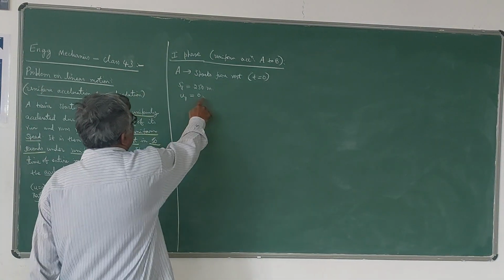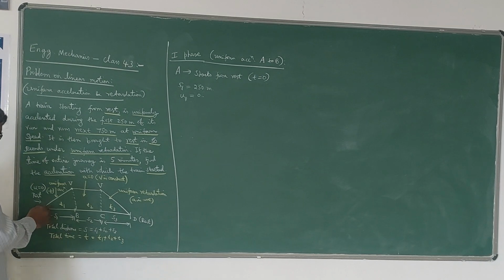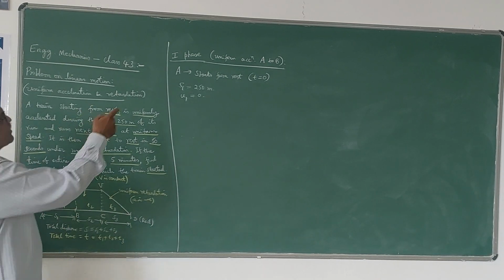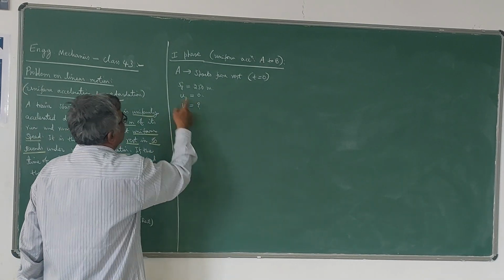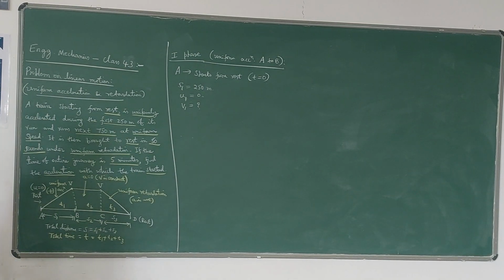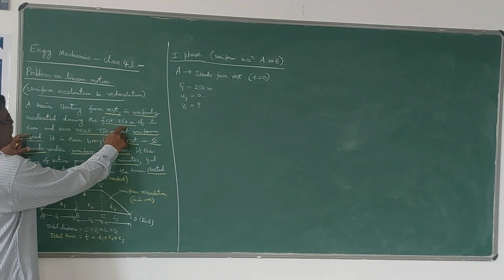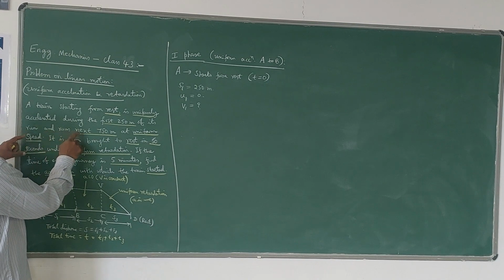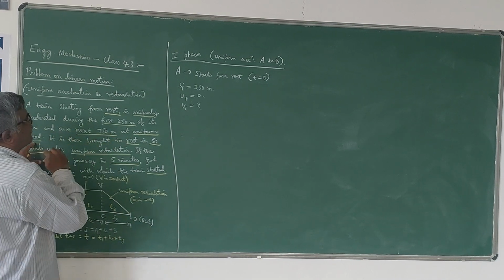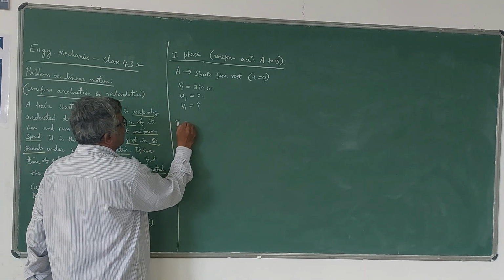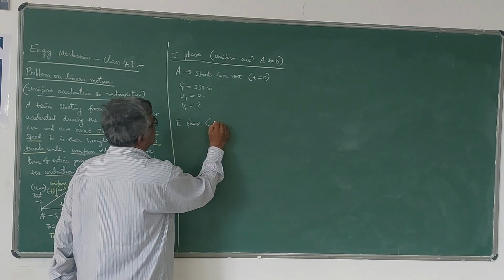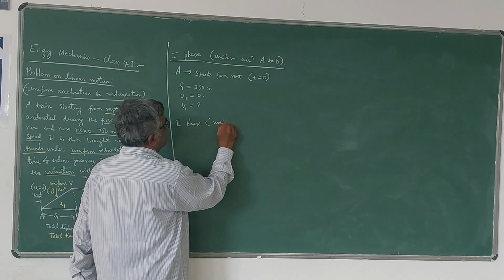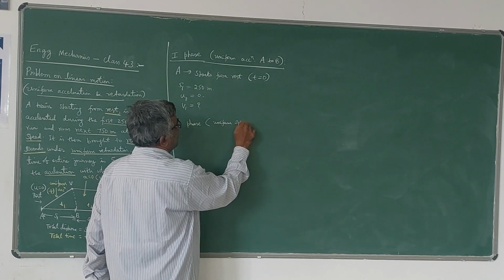So S1 is 250 meters, u1 is 0, and when it comes to B, the velocity becomes V. I will take it as V1 because it is V1 for the first phase. Now, the train runs next 750 meters at uniform speed. That means the second phase, when the velocity is not changed. So this is uniform speed. Uniform speed means acceleration is 0.